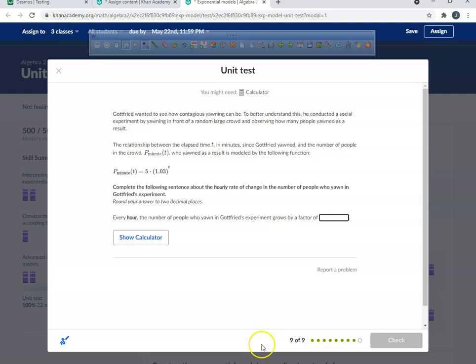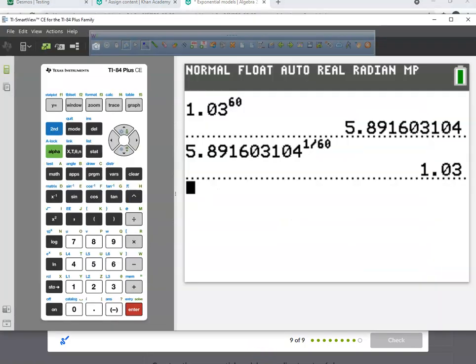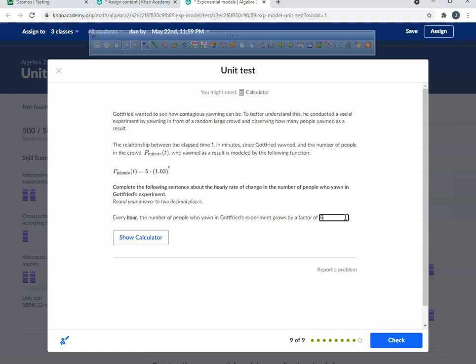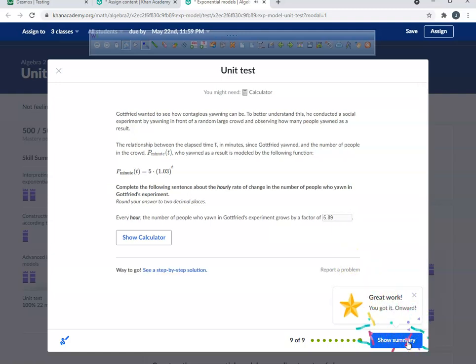I'll check back real quick at the old calculator. 5.89. Holy moly, that's 200s in a row. That's all I'm doing for today. Have a good day.